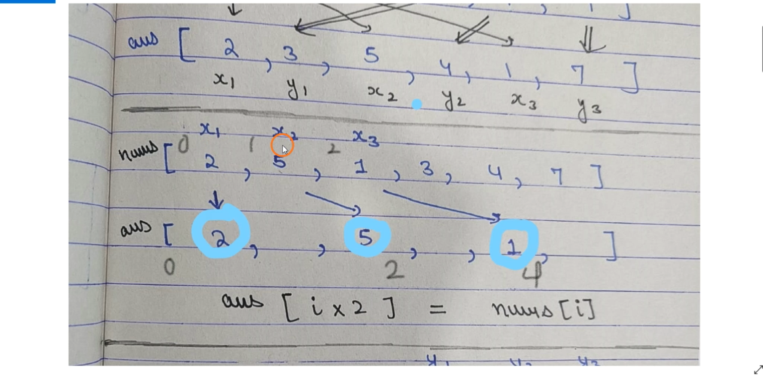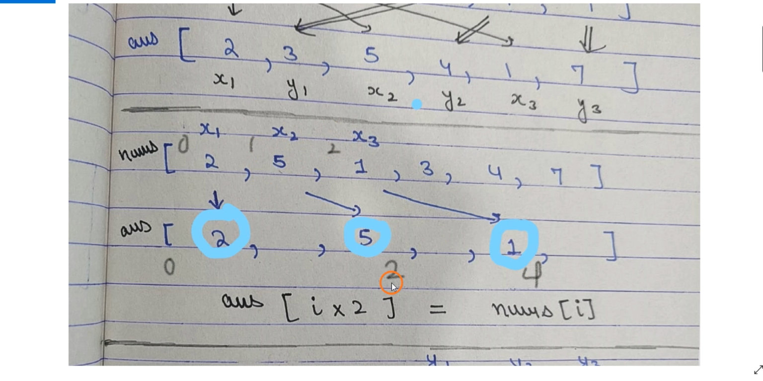For x2 our index is 1, and our first index is going at index 2 of our answer. So here i will be 1, 1 into 2 is 2, and here it will be 1. So therefore nums at 1 is equal to answer at 2. So our first will go at the second. Similarly for x3, 2 into 2 is 4. Answer at 4 will be equal to nums at 2. So this is how we will shuffle only the x elements.